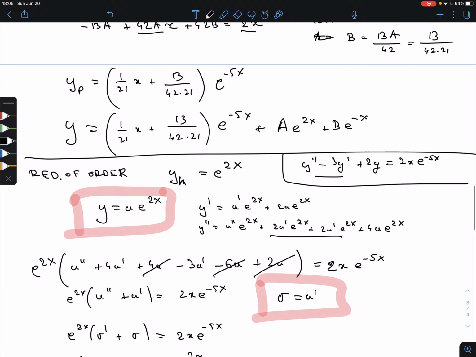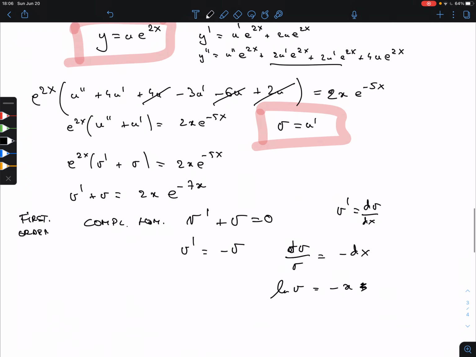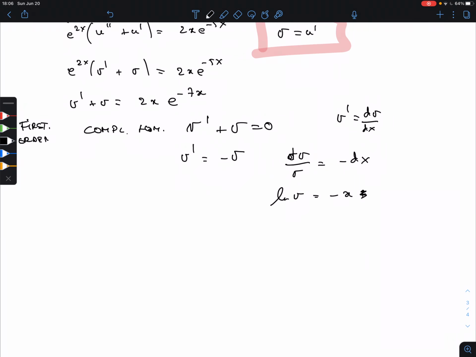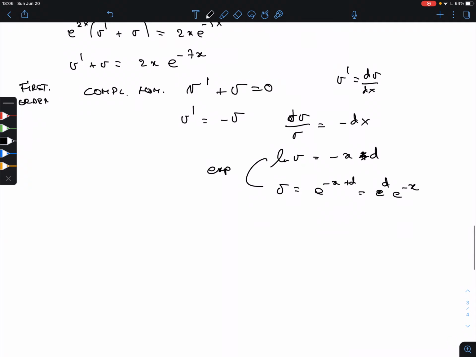In this case, since we only have one homogeneous, we need to work with the constant. So let's keep the constant. Let's call it plus d here, because obviously I'm going to exponentiate. So we get v is equal to e to the minus x plus d. That would be e to the d times e to the minus x, so this would be c times e to the minus x.